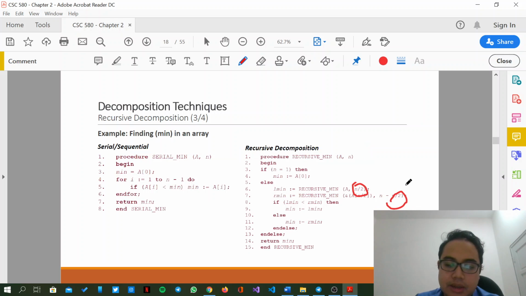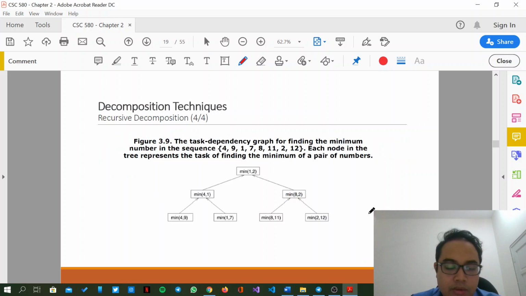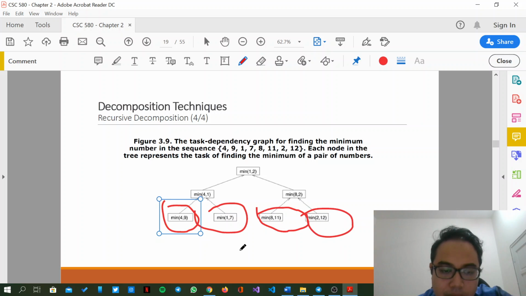Okay, this is another example. Okay, padam sekejap. Tadi padam. Biarlah dia. Okay, for example, this another one. Okay, for example, kita nak cari minimum between 4, 9, 1, 7, 8, 11, 2, 12, 4, 9. Okay, kita akan buat pair lah 4, 9, 1, 7, 8, 11 dengan 2, 12. So, find dia punya mean.